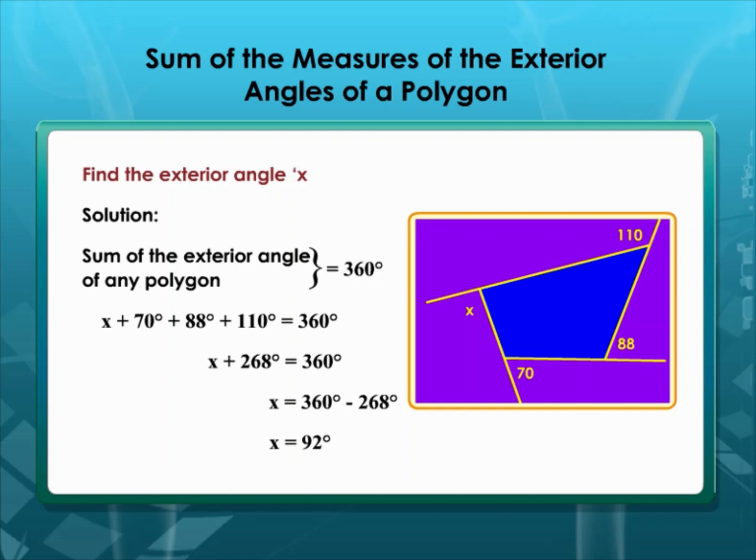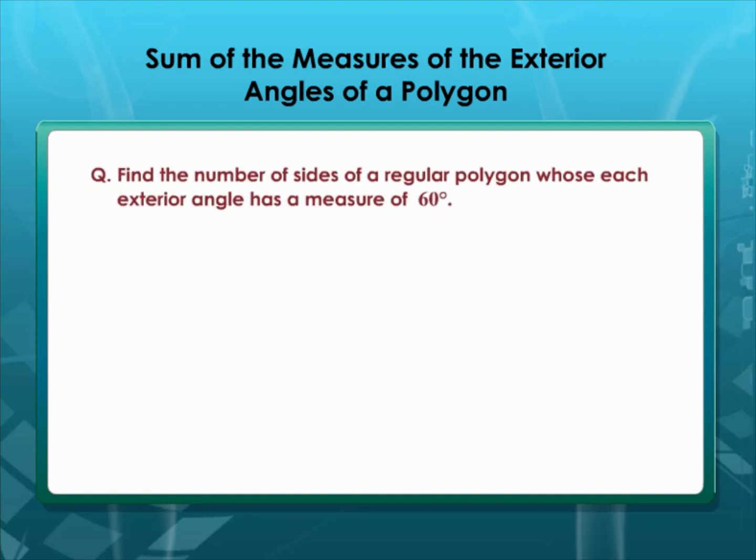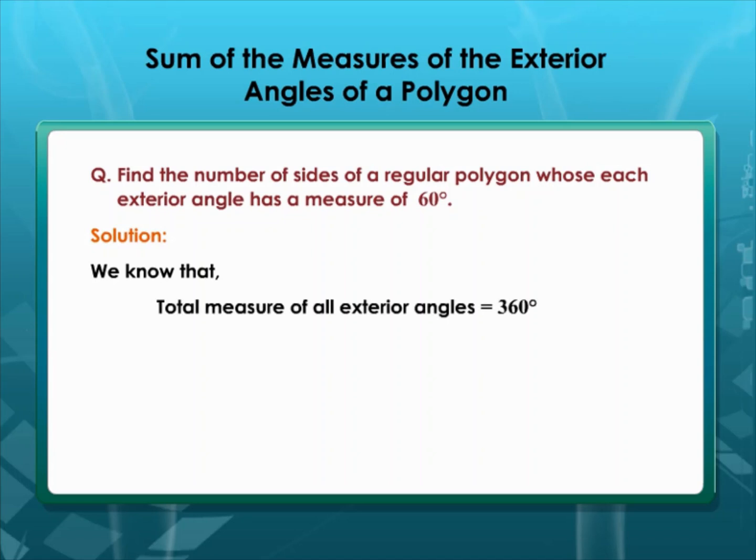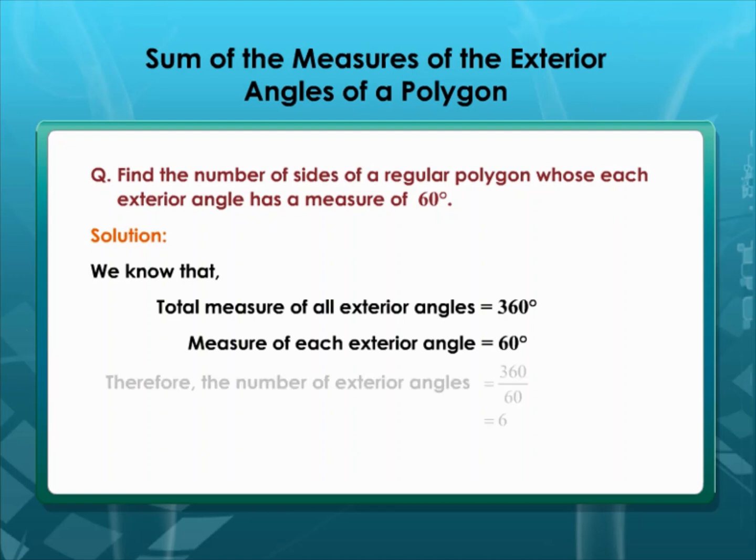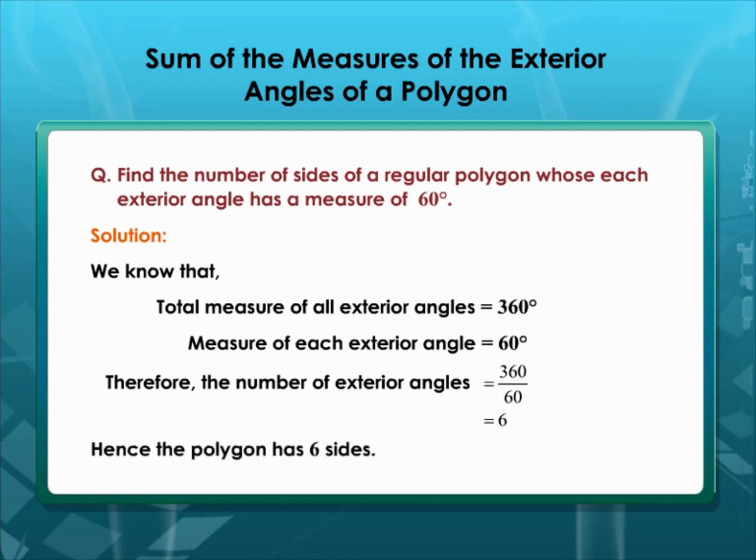Let us discuss one more problem related to exterior angle. Find the number of sides of a regular polygon whose each exterior angle has a measure of 60 degrees. We know that total measure of all exterior angles is equal to 360 degrees. Measure of each exterior angle is equal to 60 degrees. Therefore, the number of exterior angles is equal to 360 degrees divided by 60 degrees, we get 6. Hence, the polygon has got 6 sides.